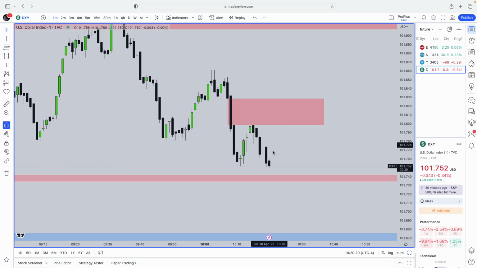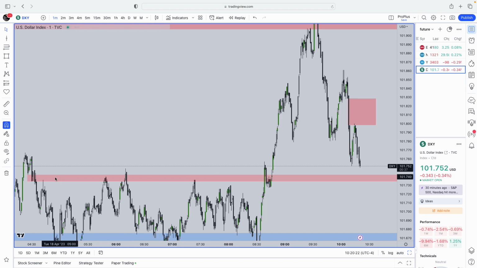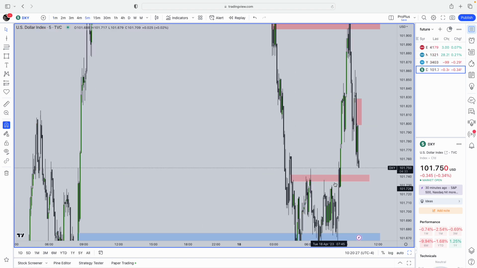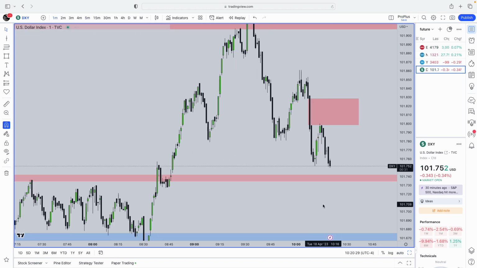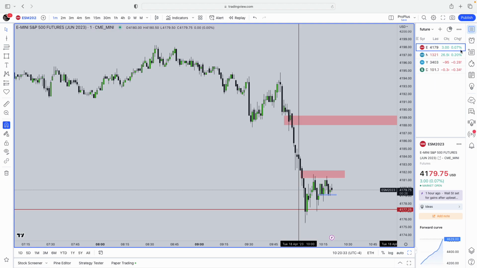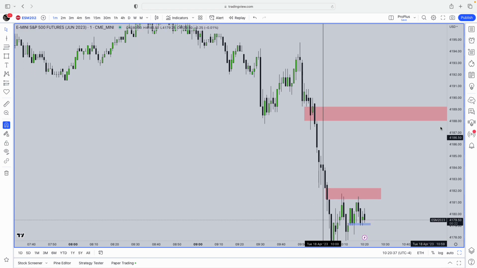Dollar's rejecting off this fair value gap. We're going lower into this SIBI here, 5 minute where it rejected. So see how it reacts here. With dollar soft, the E-mini should be trading higher.